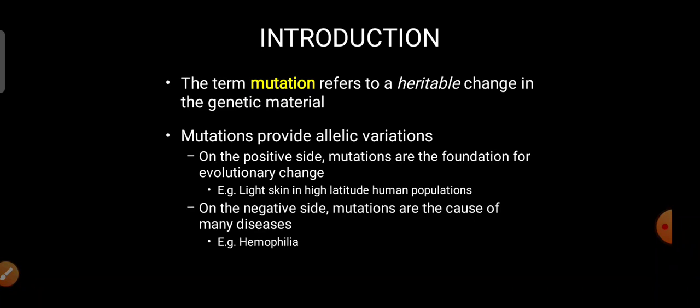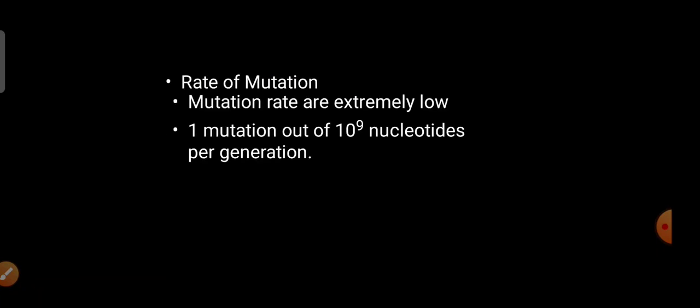One more thing I would like to tell you. What is the rate of mutation? The frequency of spontaneous mutation is very low, that is 10 raised to minus 7 to 10 raised to minus 12 per organism. The frequency of occurrence of spontaneous mutation in any organism is very low, and the rate of detectable mutation in a gene is also low, that is 1 in 10 raised to 6.